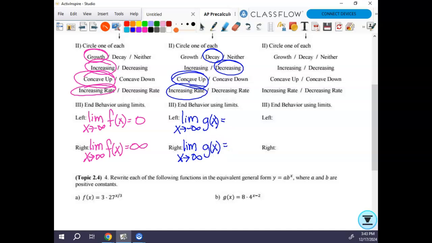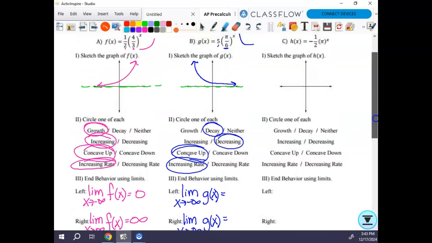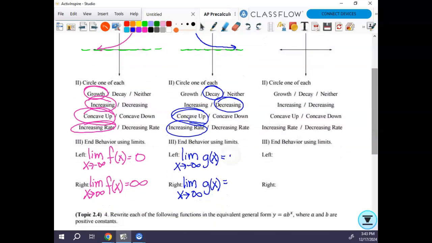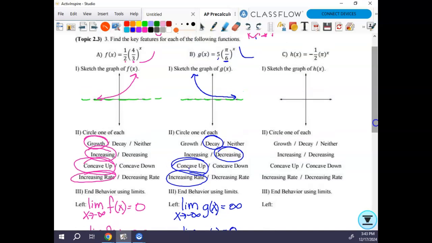Okay, so I want to look back up here. As x decreases without bound, y is approaching infinity, and as x increases without bound, y is approaching 0. All right, so then here we have pi, which is 3. It's greater than 1. Looks like this. However, we have this negative here, okay? And when it's negative, it's going to reflect it in the x-axis, so it looks like this. And we still have an asymptote right there.